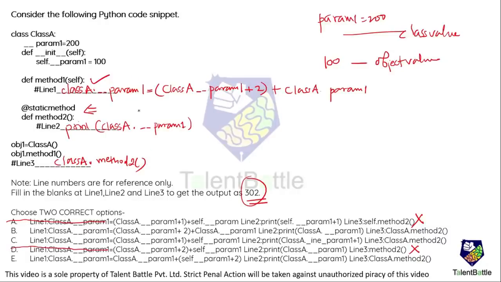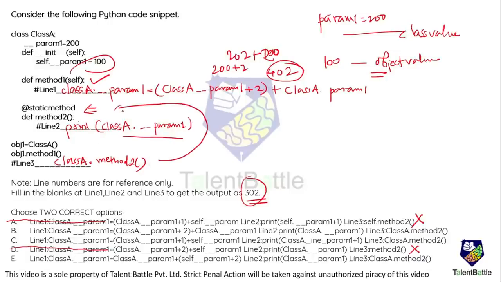If I execute this and check the private member param 1, it will give me the value of class A param 1 plus 2. The class value is 200 plus 2, so this will be 202, plus class A dot param, where the self called object will be used, that is object value, so it will be 100, with the calling function. With class A dot param 1 it will be 200 because of the value. So 202 plus 200 will be 402, right? When this total is 402 and I pass this value to class A dot param, it will print the same. This method will be called from line 3. So method 2 will be called, and in method 2 you have a print statement, class A param 1, which will give me the output as 402.